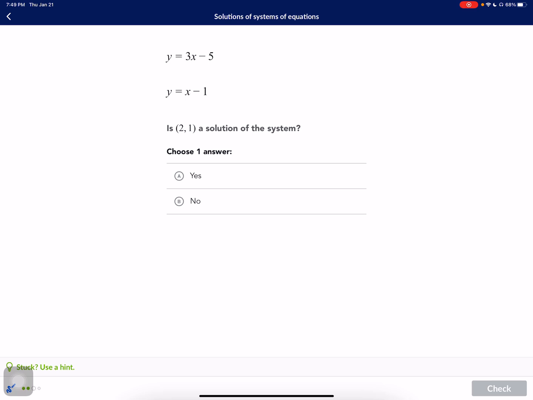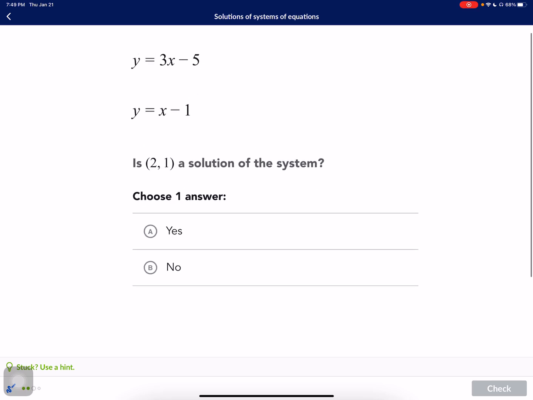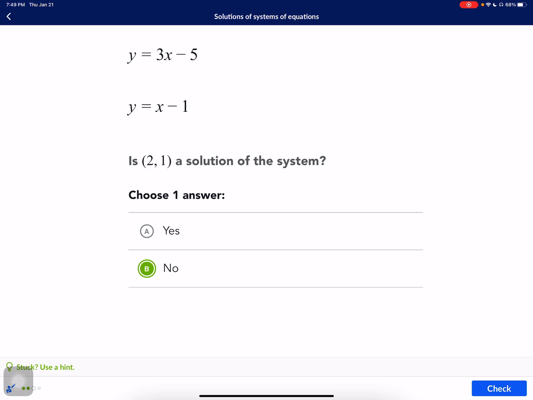Okay, so here is a Khan Academy practice called Solutions of Systems of Equations. I did not mean to click B. I don't know if that's the answer yet. Okay, so there's a few ways we can go about this.